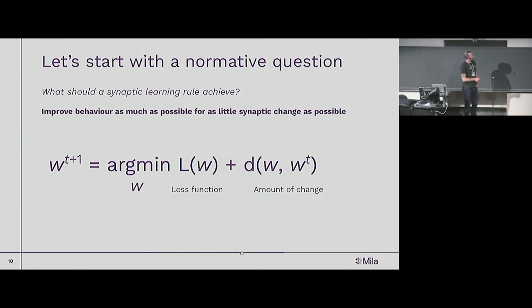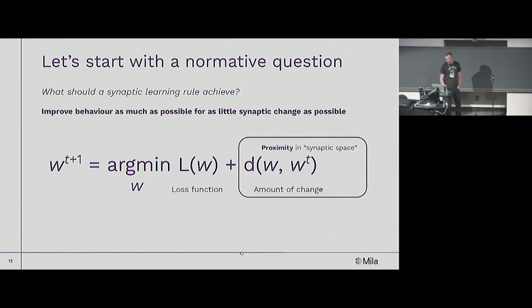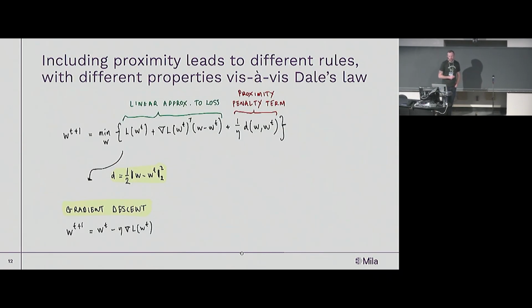But as well, we want to minimize the amount of synaptic change that we actually have to make to the network. So this is a function, D, that's going to measure how much the new set of synaptic weights, W, are different from the current set of synaptic weights, W_t. You can think of this as a measurement of the proximity in synaptic space between W and W_t. How close together are they? So if you include proximity and then you derive the optimal learning algorithm, the algorithm you get will depend on the proximity penalty term you use.